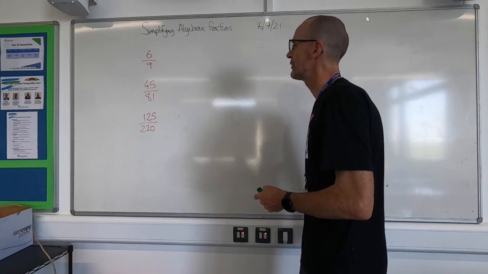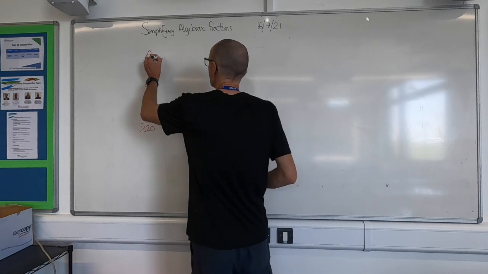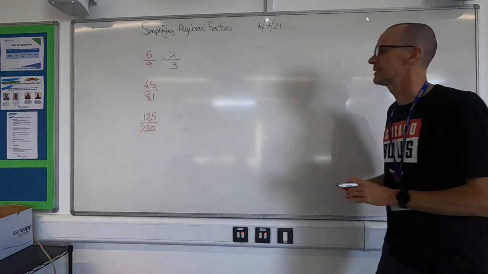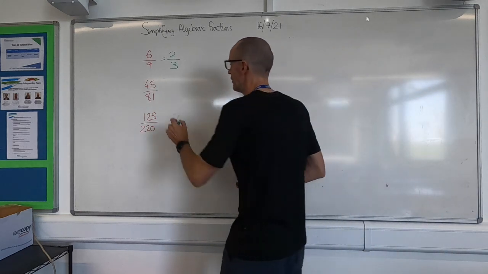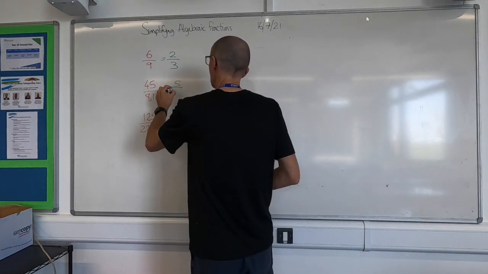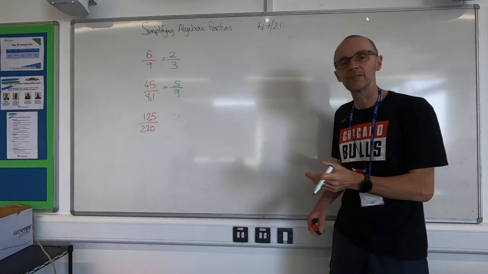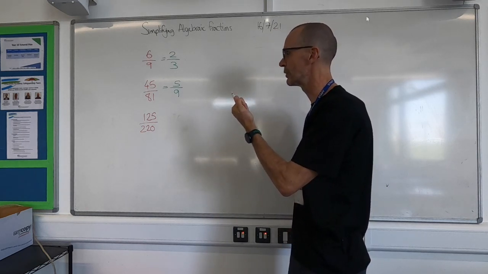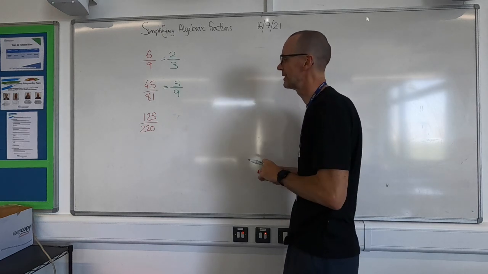So go on then, Katie. First one. 2/3. Very good. Top and bottom by 3. Zach, any joy with the second one? 5/9. Very good. Divided top and bottom by 9. You can divide by 3 and then divide by 3 again, but of course with simplifying fractions you've got to make sure you divide as far as you can, and that's no different with algebraic fractions.